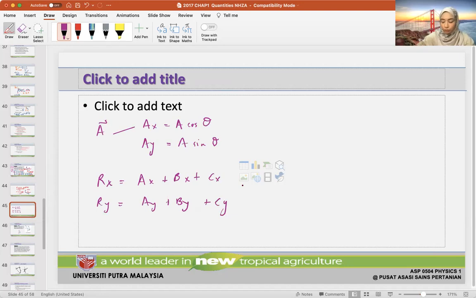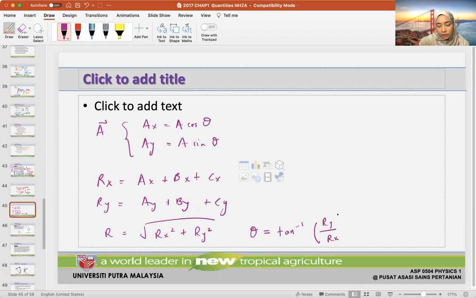Okay, can anyone tell me how do you find the resultant vector magnitude? What is the equation? R is equal to the square root of Rx squared plus Ry squared. Okay, thank you. And anyone else want to try for theta, the angle of the resultant vector? Inverse tangent, theta equals Ry over Rx. Okay, thank you. That is correct.